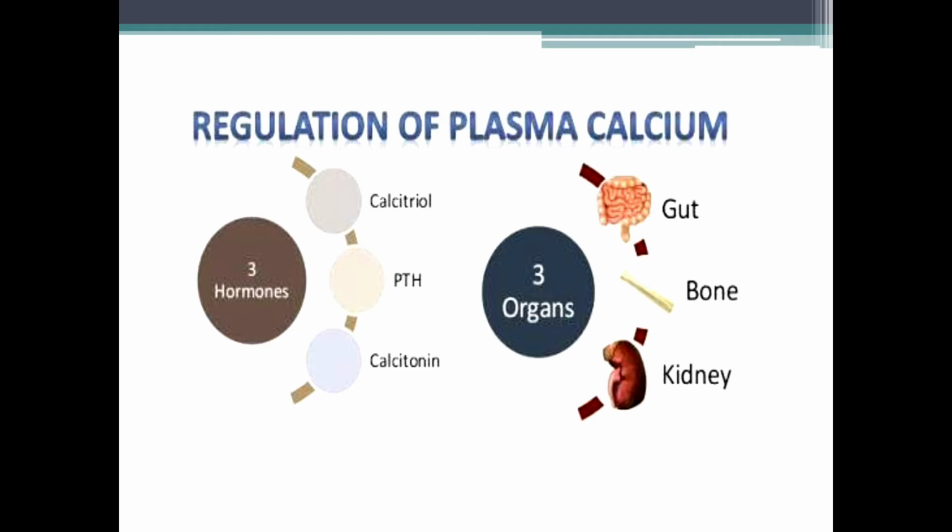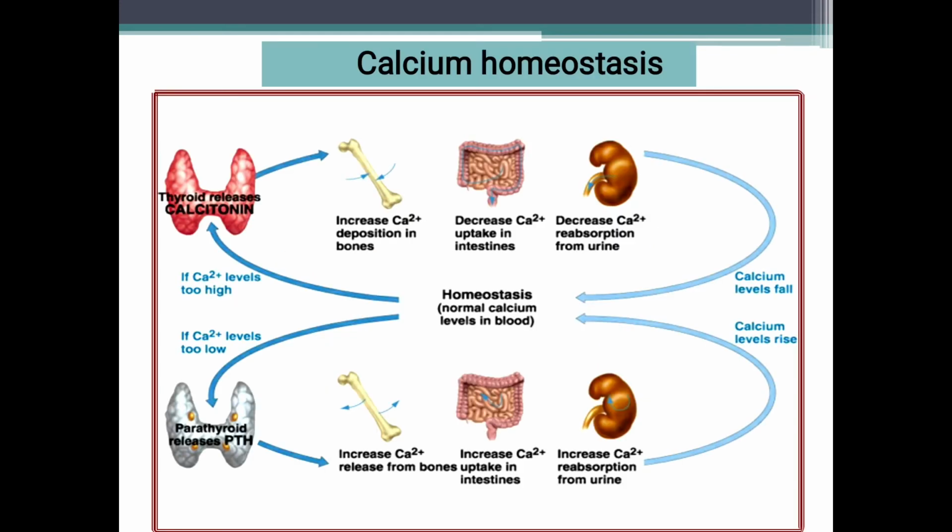Next, coming to the main topic, regulation of plasma calcium level. To maintain the normal plasma calcium level, 3 hormones are involved here: calcitriol, PTH, calcitonin. Calcitriol is nothing but the active form of vitamin D3, that is 1,25 dihydroxycholecalciferol. PTH is parathyroid hormone, and calcitonin. And there are 3 target organs these hormones act on: intestine, bone and kidney.